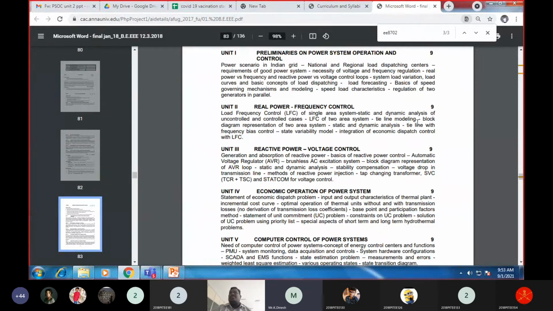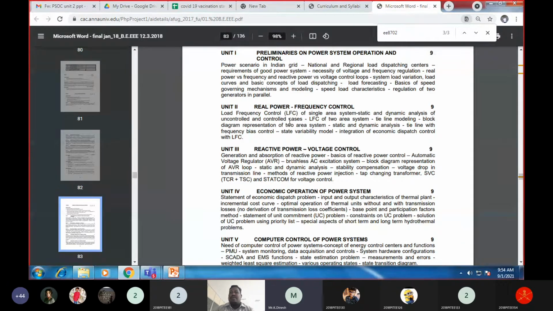Next one is tie line modeling, block diagram representation of two area system. In the two area system also we are going to perform static and dynamic analysis. Then the tie line frequency bias control, state variable model, and the integration of economic dispatch control with LFC. So these are all the topics we are going to deal with in your unit number 2 of power system operation. This unit has full derivations and problems.